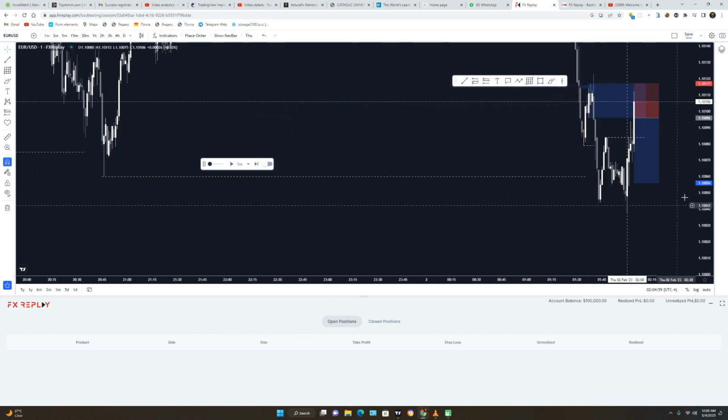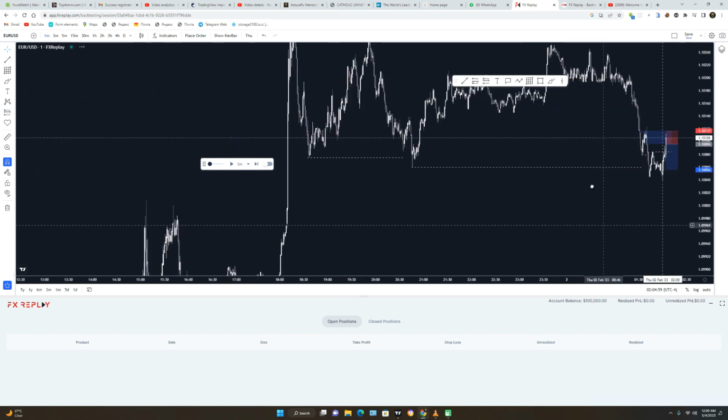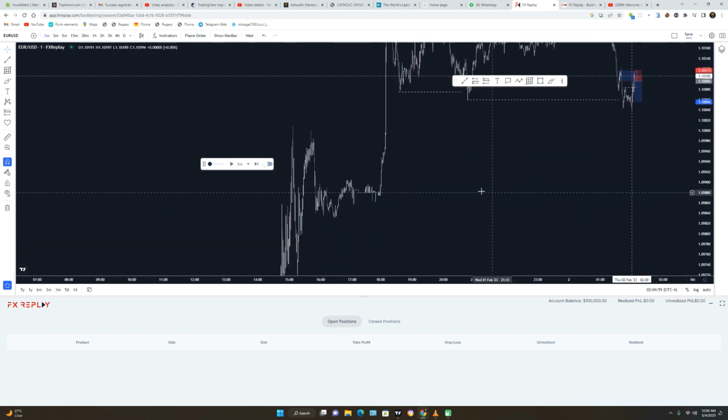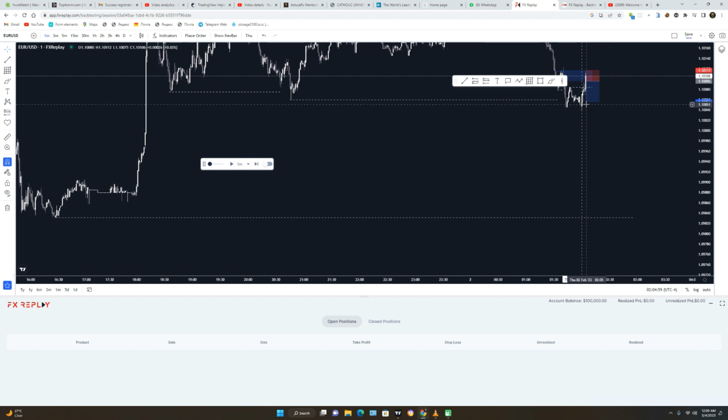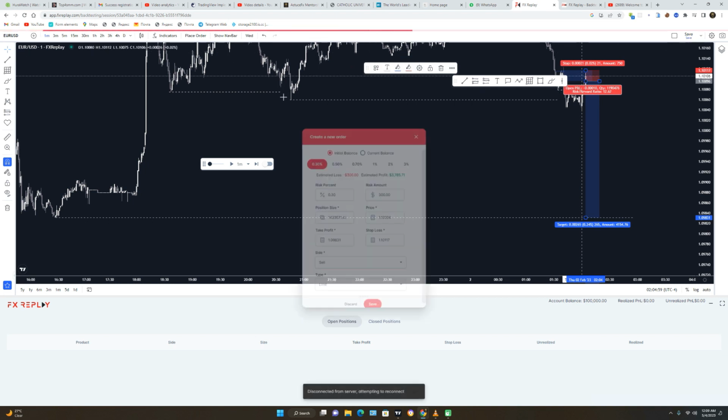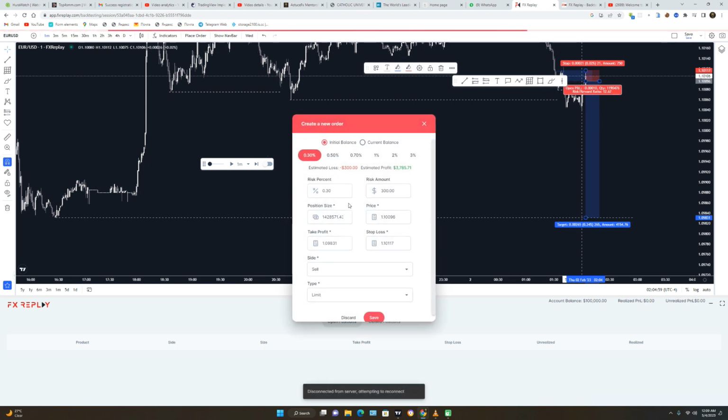So what I'll be doing is, if I sell this, what do I even have as target? I think my first target would be somewhere at this low here, this guy here. So this would be my first target, and I'm going to be targeting it. So I click on the position size and I click on place order. So that's what you'll be doing.